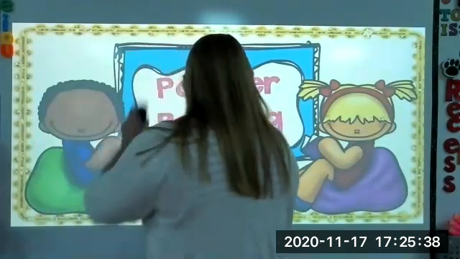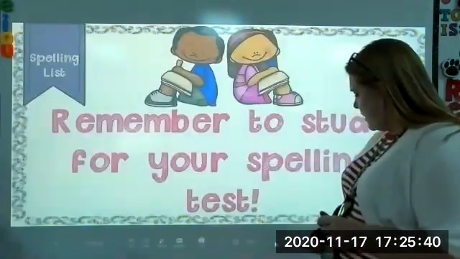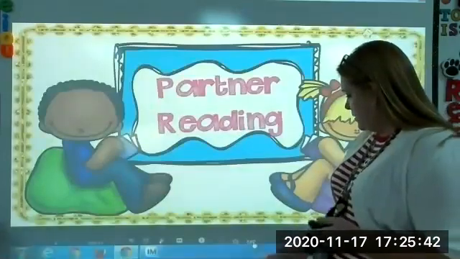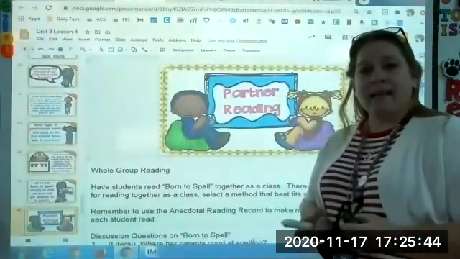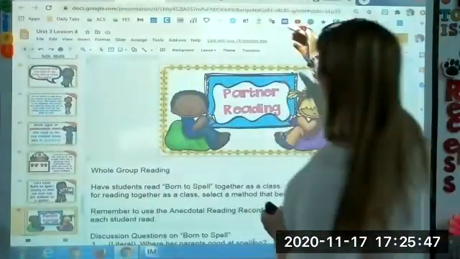Okay, so remember, we can't partner read right now. I'm going to read it to you, and you can partner read it today when you read it on your own, okay?